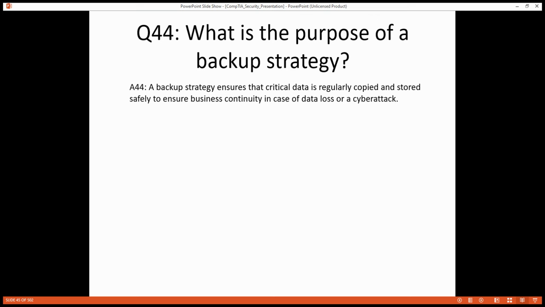Q44. What is the purpose of a backup strategy? A44. A backup strategy ensures that critical data is regularly copied and stored safely to ensure business continuity in case of data loss or a cyber attack.